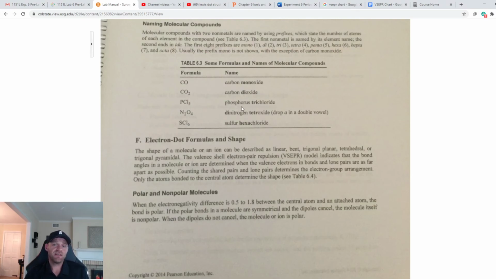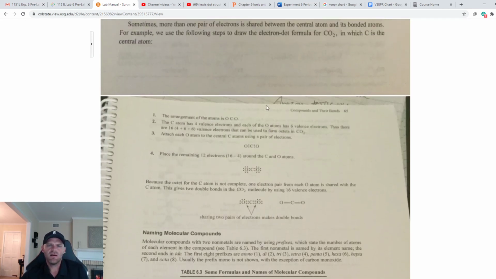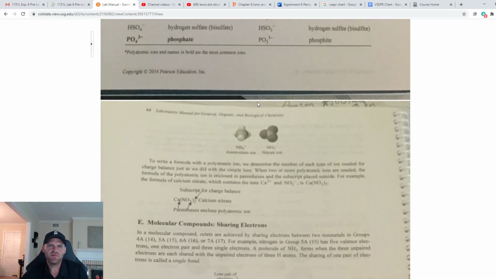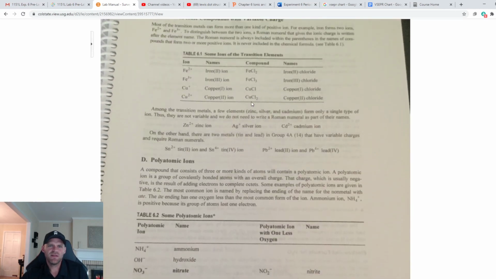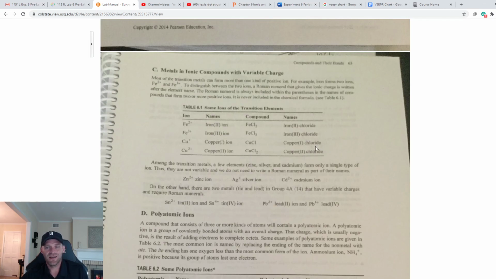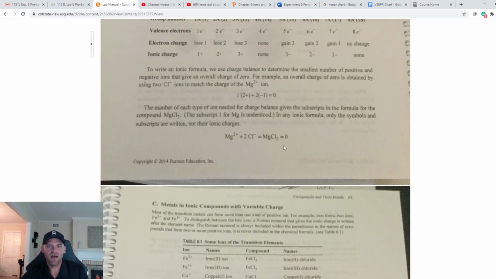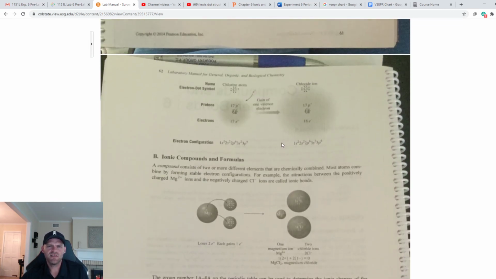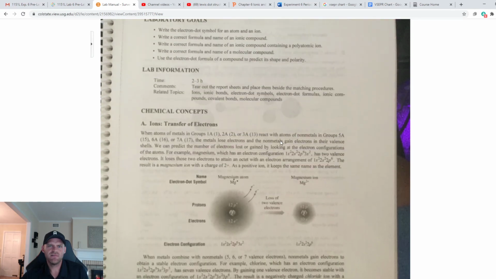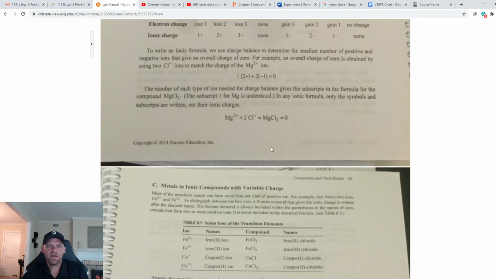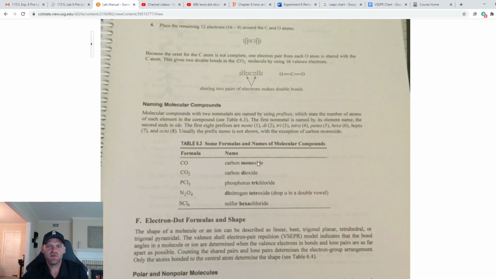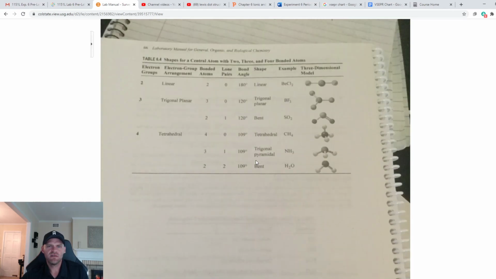When you are naming compounds, ionic compounds are easy enough. You just put the cation first, or the metal first, and then the non-metal second. Then you drop the INE and add IDE. Like sodium chloride. Iron chloride, copper chloride, or something like that. We'll do some examples in the sheets.